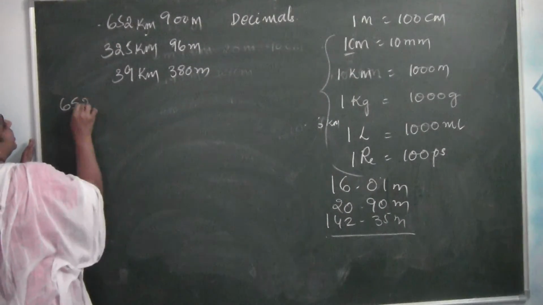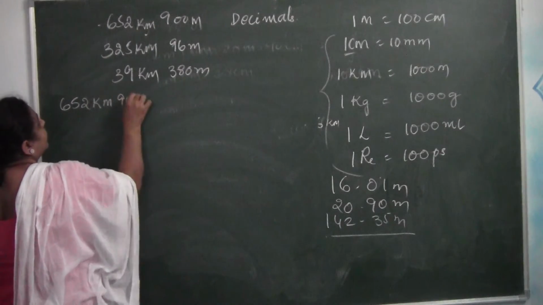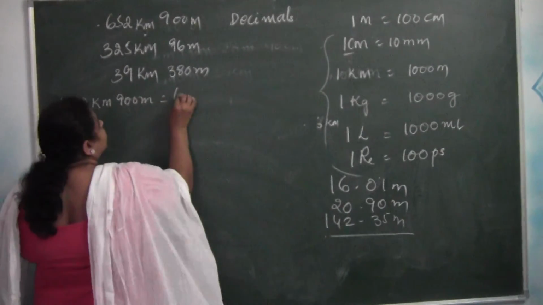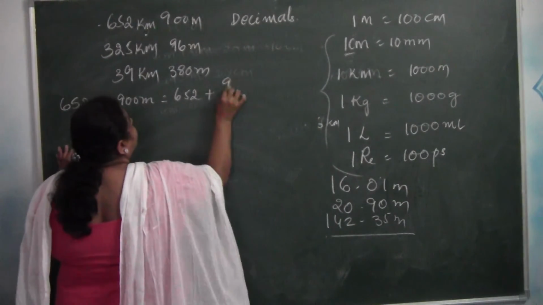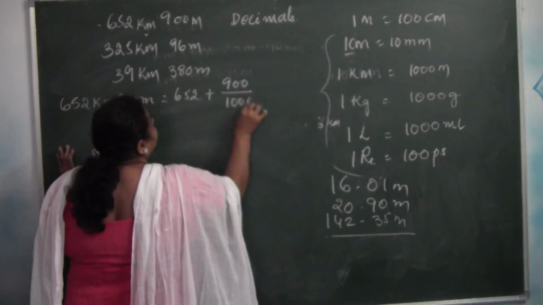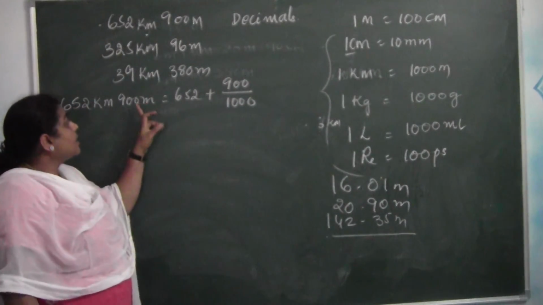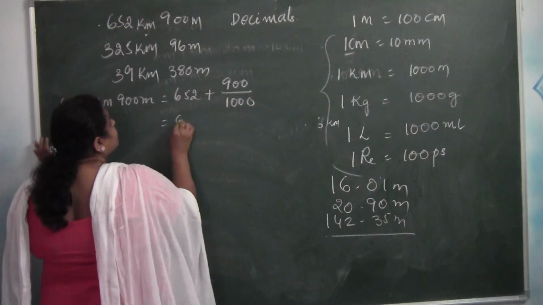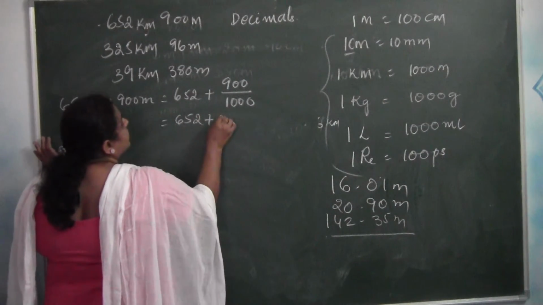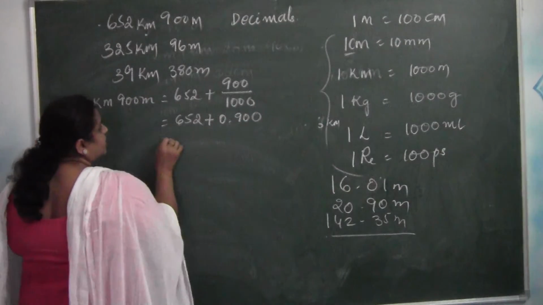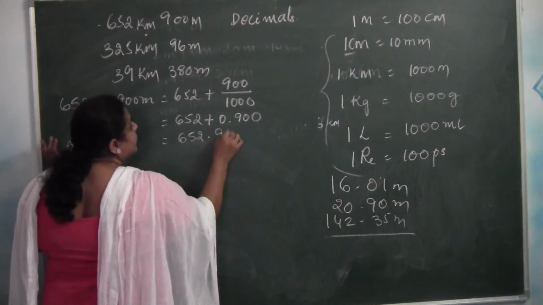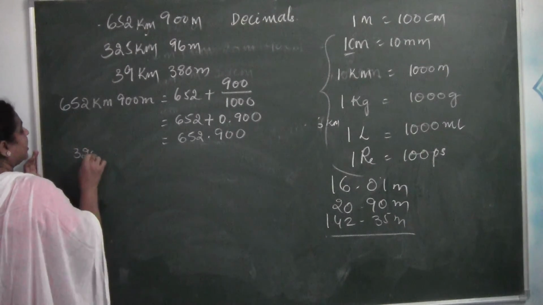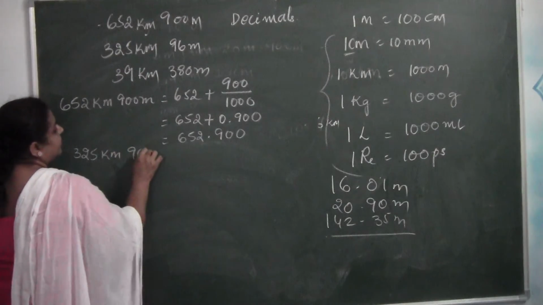Now let us see the first one. 652 kilometers and 900 meters. So we are expressing in terms of kilometers as one unit. So 652 plus 900 by 1000. Why am I writing by 1000, children? Because 1000 meters is equal to 1 kilometer. How do you write this now? 652 plus 0.900, that is 652.900.